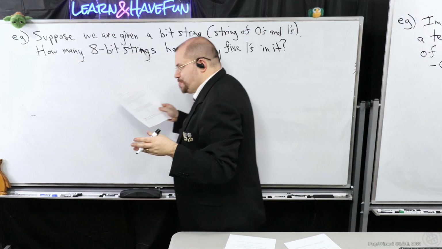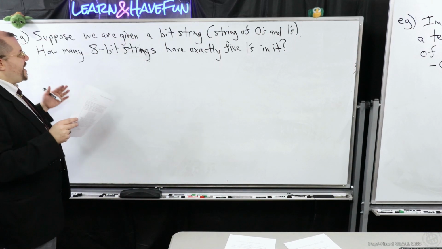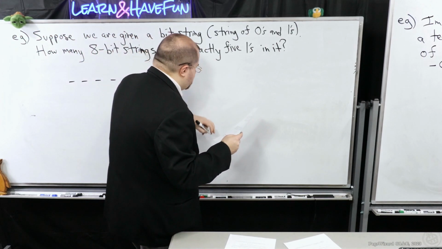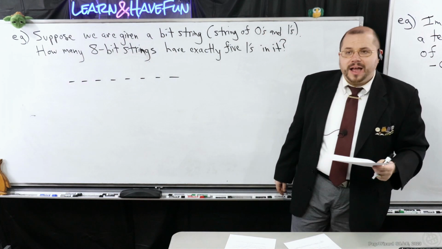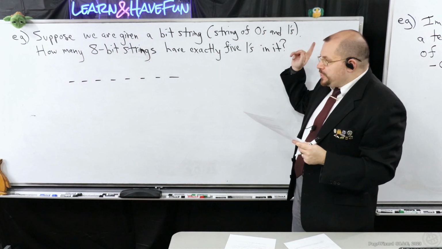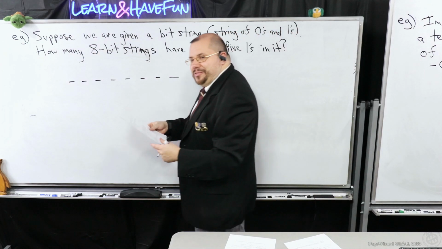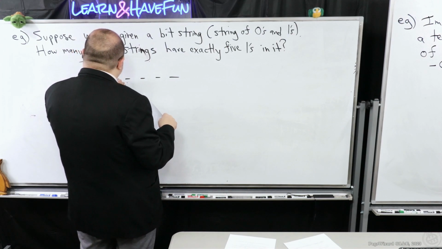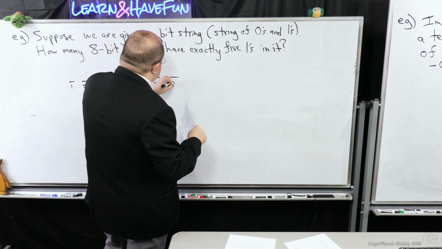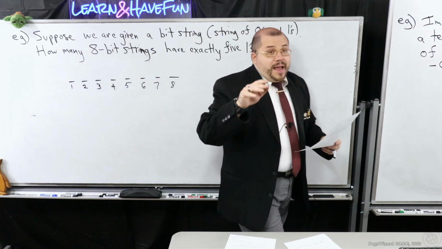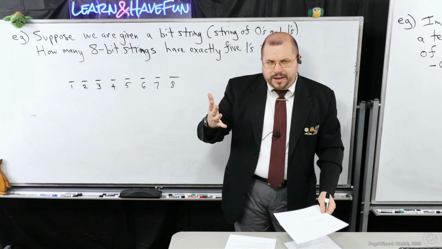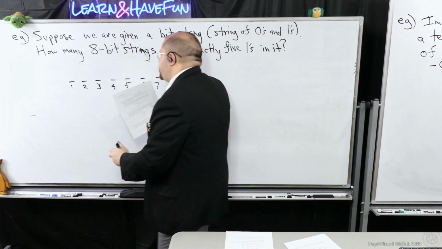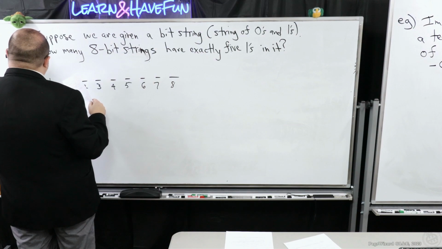Wow. Let's think about this. Okay, I have an 8-bit string. So that means I have 1, 2, 3, 4, 5, 6, 7, 8. I have 8 positions. Each one of them has a unique index, right? This is position 1. You can start at 0 if you wanted to. It doesn't matter. The point is that I have 8 positions. 1, 2, 3, 4, 5, 6, 7, 8. So there are 8 positions.